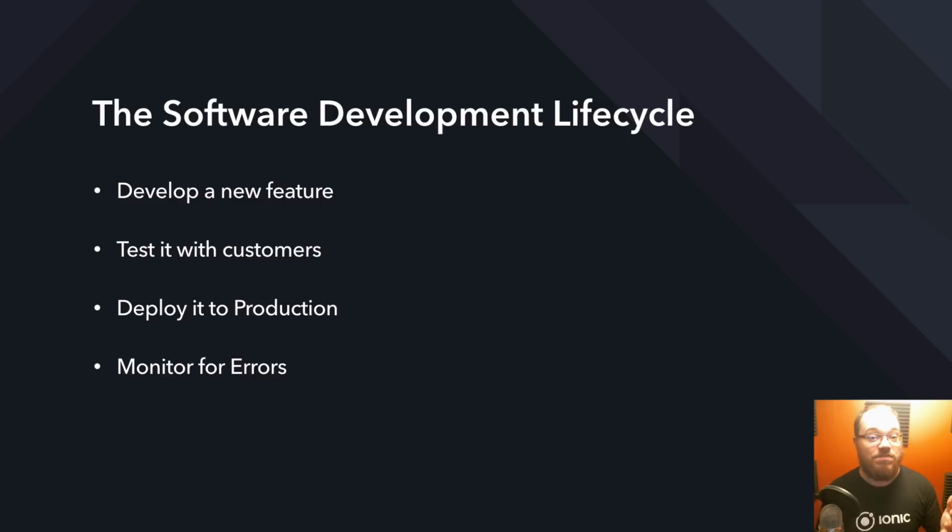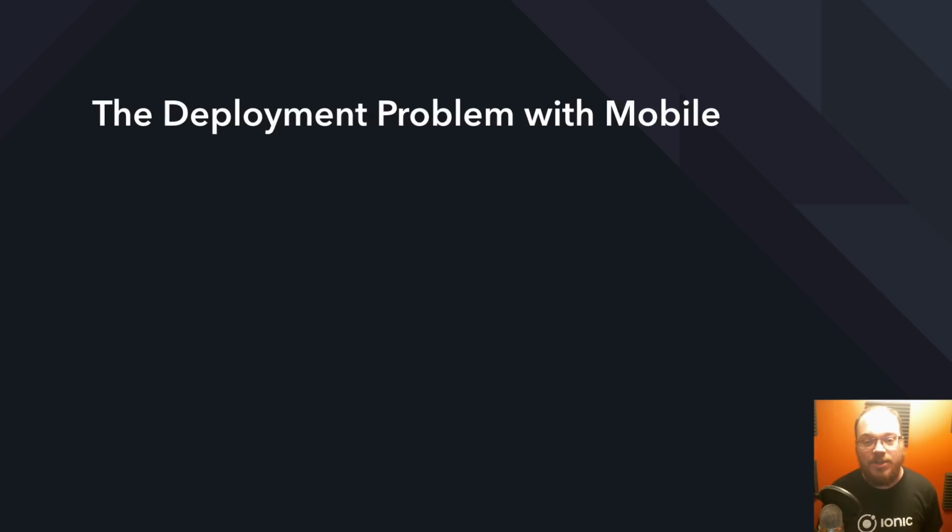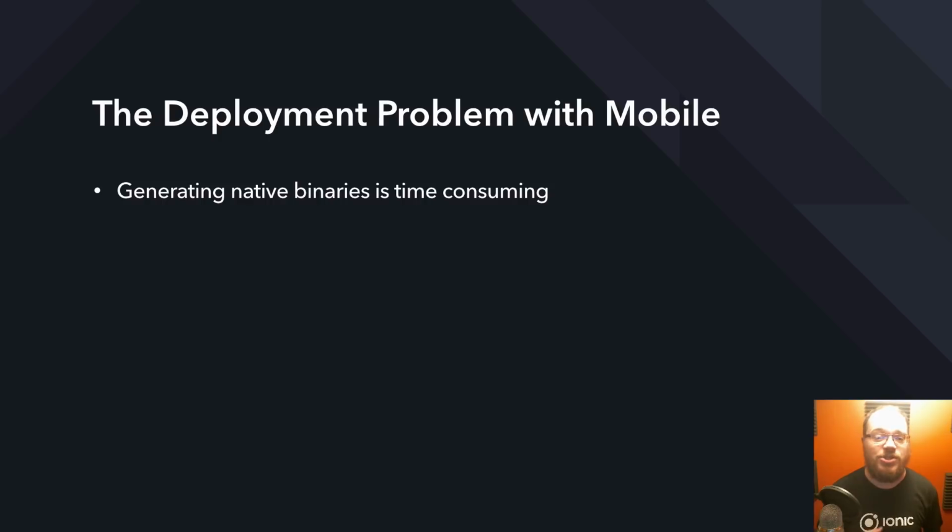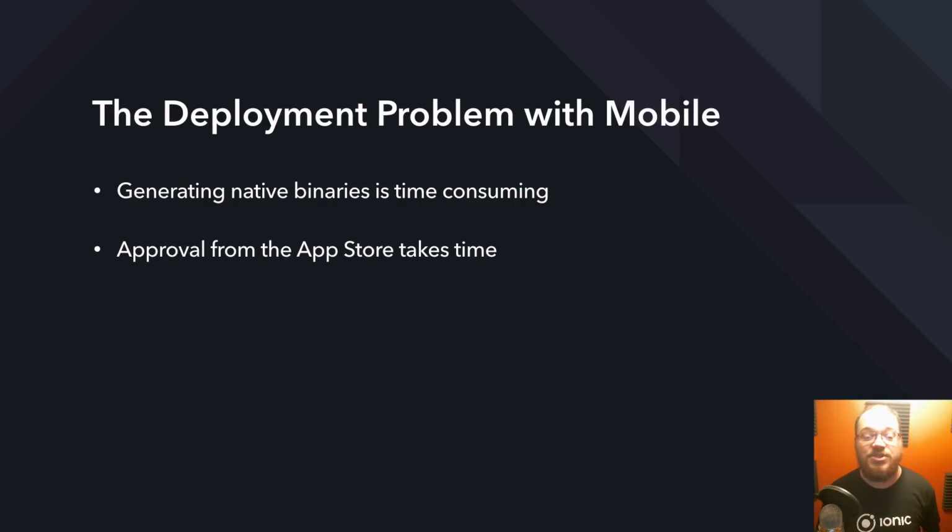Now, this looks like a rather simple software development lifecycle. The problem comes when you're trying to use this in a quick manner and you're developing for mobile, right? Not only is generating native binaries a time-consuming process, you've got to launch it on Android, you have to launch it on iOS, you have to make sure all your certs are up to date. But on top of that, especially on iOS, you need approval from the app stores, and that takes time, right?